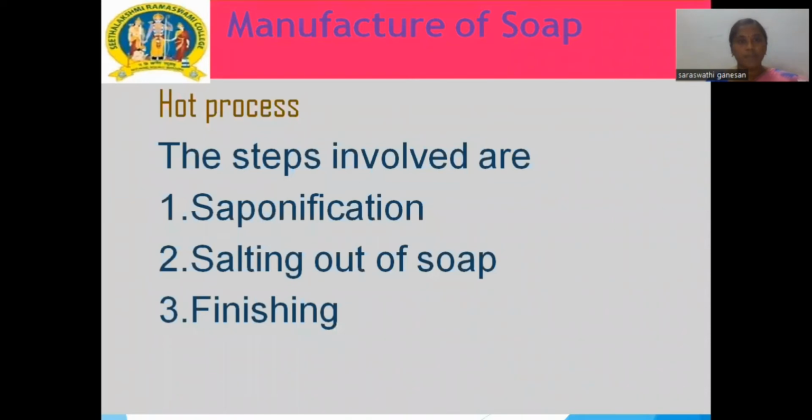Next, we'll see about the manufacture of soap. The manufacture of soap can be done by many processes like hot process, cold process, and modern process. Now we'll see about the hot process. This hot process involves 3 steps, namely saponification, salting out of soap, and finishing.